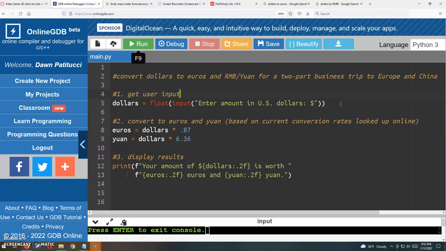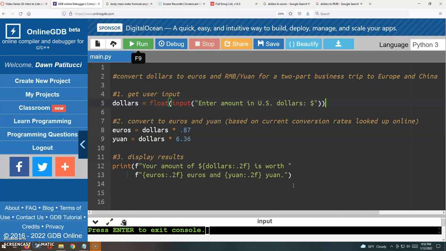Let's say in addition to business, I want to be able to go to some nice restaurants, do some shopping, do some sightseeing, and maybe I want to spend $1,000, $10,000, and I can plug in that amount and find out how many euros that will be when I land in Europe, wherever I'm going, and then also how many yuan or RMB, you can also call it, that would be in China, the Chinese currency.